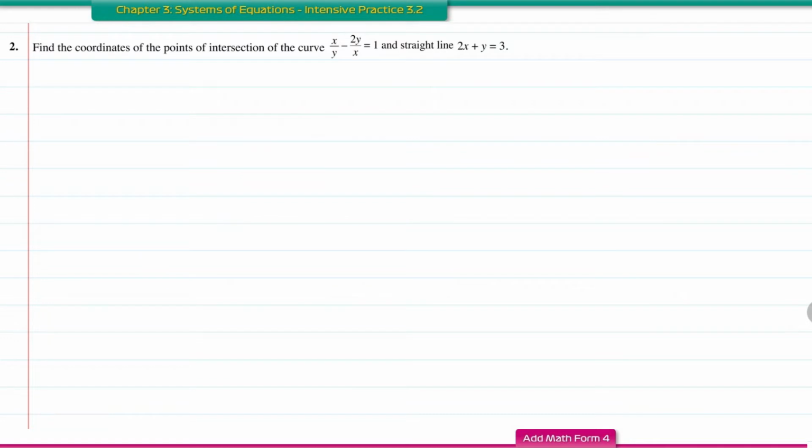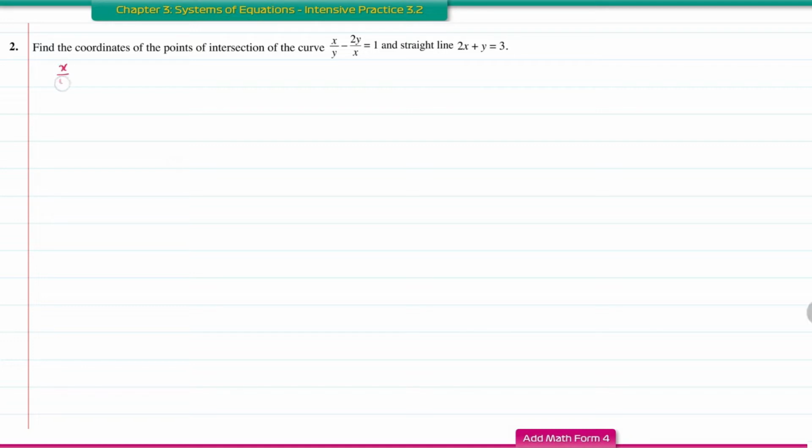Question number 2. Find the coordinates of the point of intersection of the curve x over y minus 2y over x equal to 1 and the straight line 2x plus y equal to 3. So when we solve the simultaneous equations, the values of x and y that you find are the point of intersection.